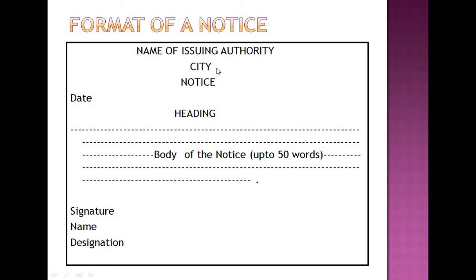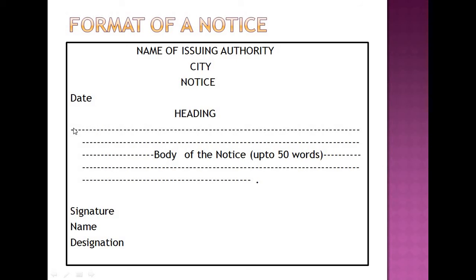Now name of the issuing authority is, let's say for example your school decides to issue a notice on a particular issue and you will write GEMS Cambridge International School over here. After you write notice, you will write the date on which the notice was issued. After writing the date, you will write the heading. The heading should be in capitals and it should be such that after reading the heading, you would understand what the body of the notice is about, what the content of the notice is all about.